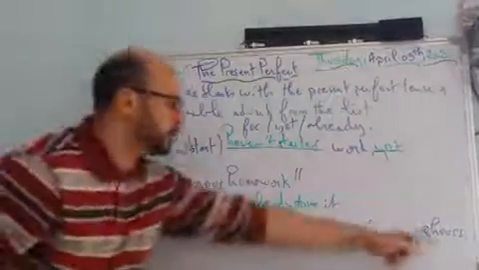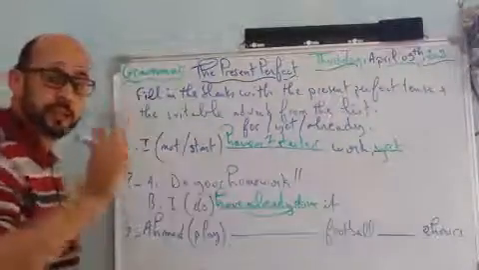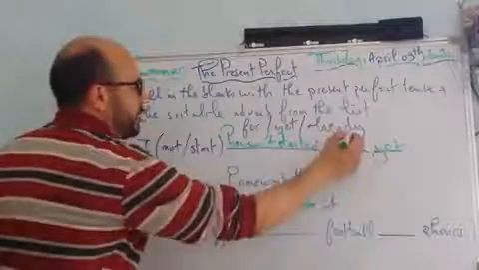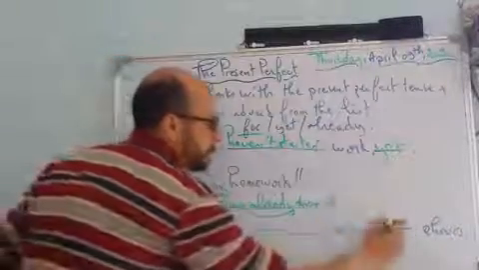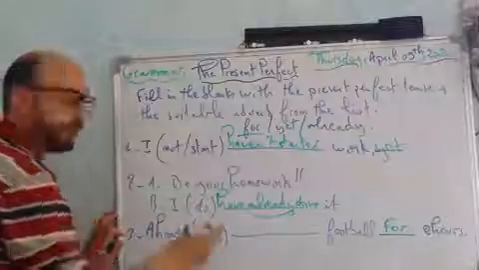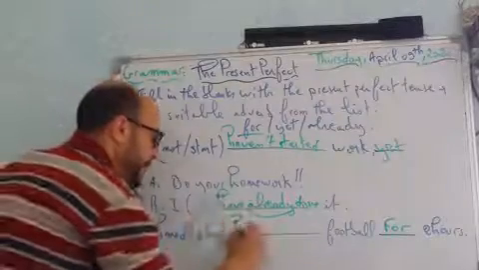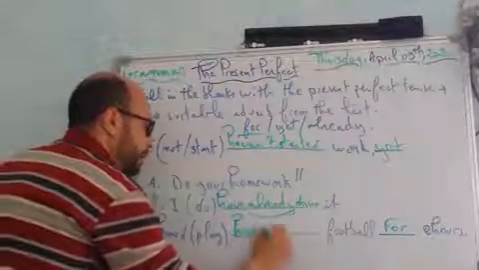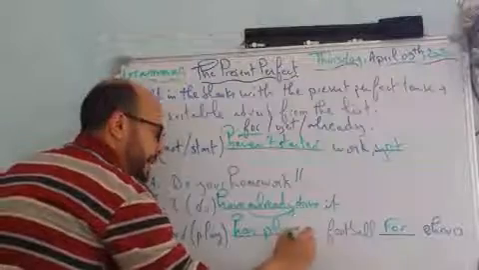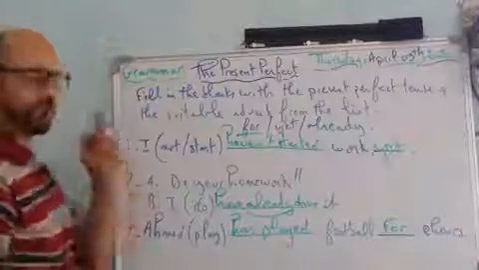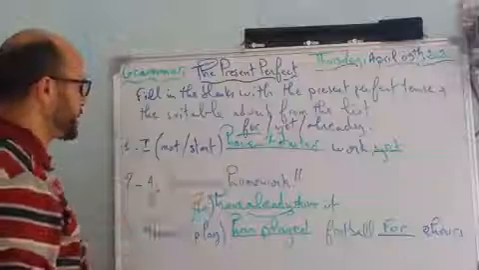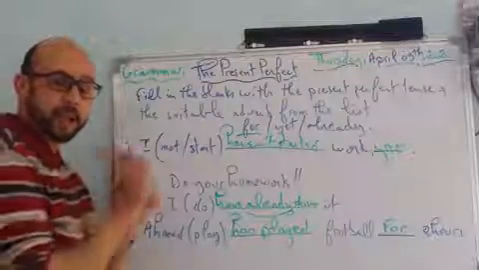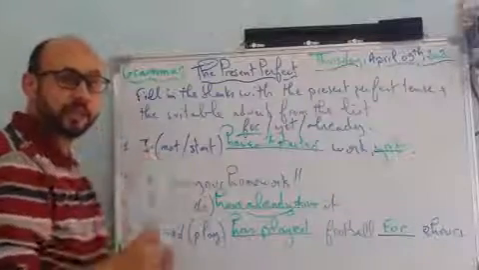Ahmed play football 2 hours. Good. This is a period of time. So I'm going to use for. For here, Ahmed, very good, has, past participle played, it's a regular verb. So you need to pay attention to the sentence exactly so that you can know where you can place the adverb with the present perfect tense.